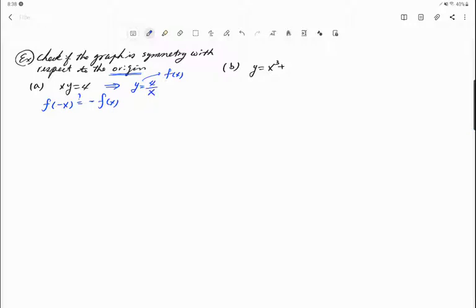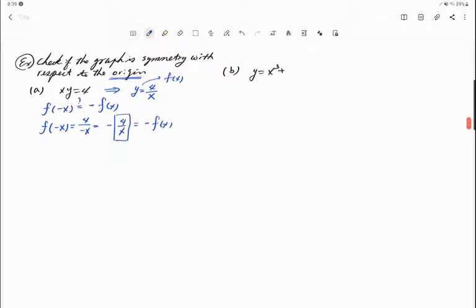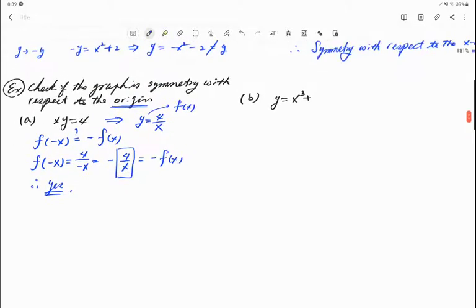All right, then we will replace x with negative x and see what happens. Then 4 over negative x, the negative sign can go outside, then negative 4 over x. As you see, what is 4 over x? That is f of x, isn't it? So negative f of x. So this satisfies the definition of symmetry with respect to the origin. So the answer is yes. That is symmetry with respect to the origin.